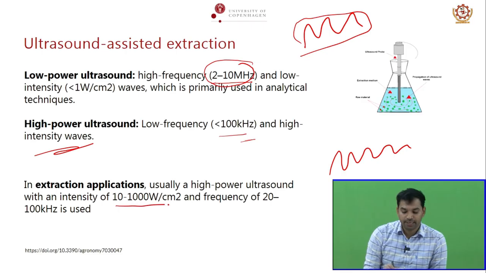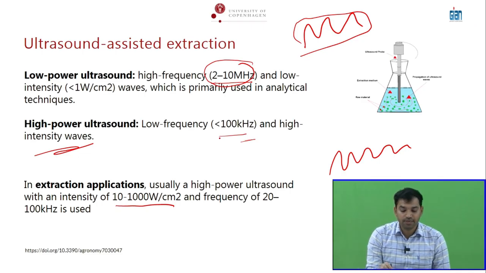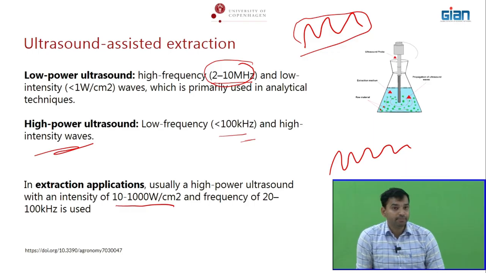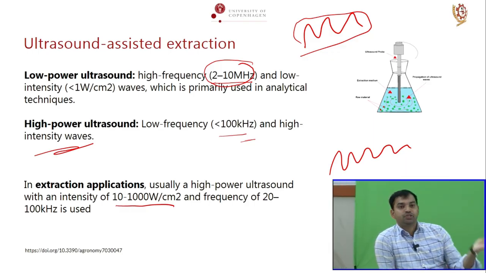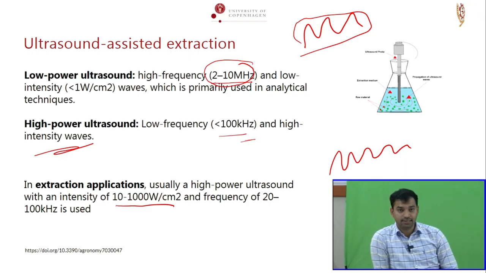Basically, we are talking about an intensity in the range of 10 to 1000 watt per centimeter square. The frequency is low, but the intensity is very high, and that can damage the tissues and extract the proteins out of the tissues because of the high intensity.